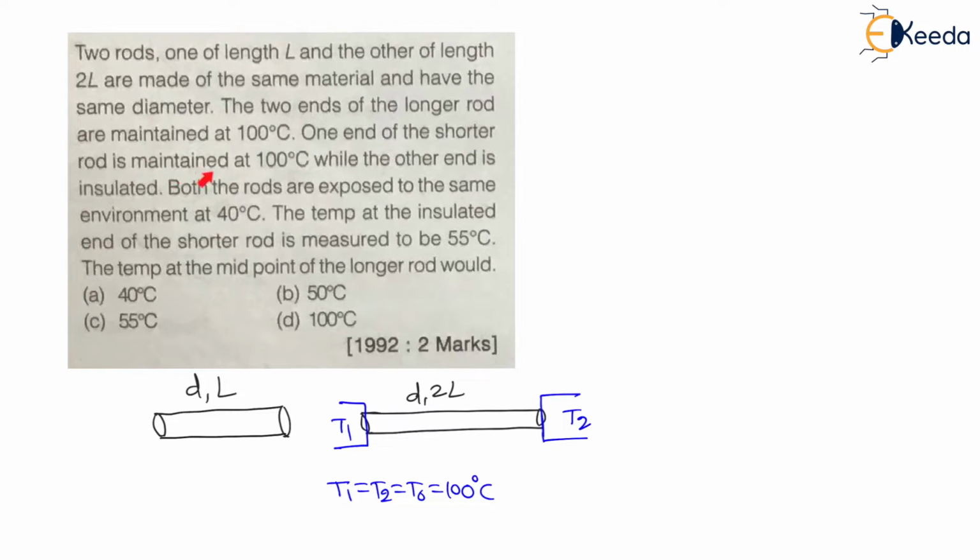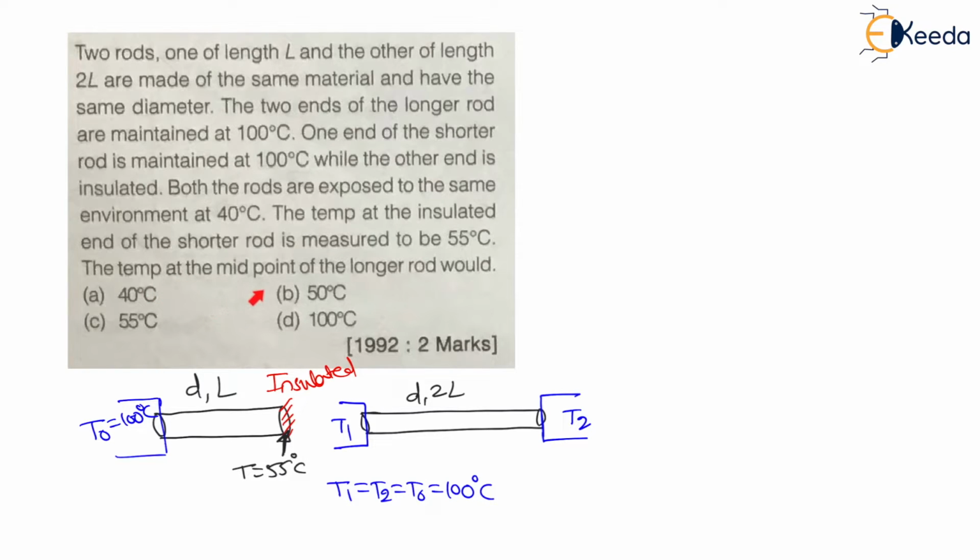One end of the shorter rod is maintained at 100 degrees Celsius. Again for this shorter rod, one end is maintained at 100 degrees Celsius, therefore again here T0 is 100 degrees Celsius, while the other end is insulated. For this shorter rod, this end is insulated. The temperature at the insulated end for the shorter rod is measured to be 55 degrees Celsius. Now here on this insulated end, the temperature for the shorter rod is 55 degrees Celsius.